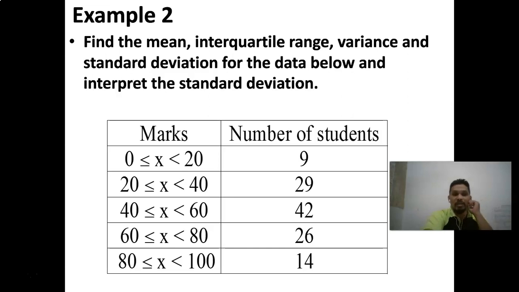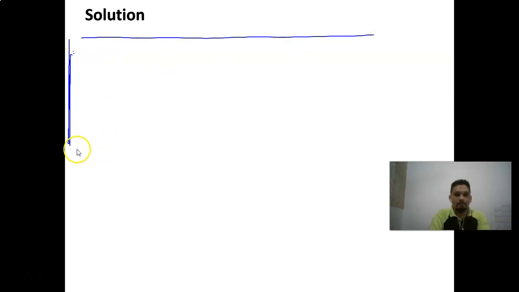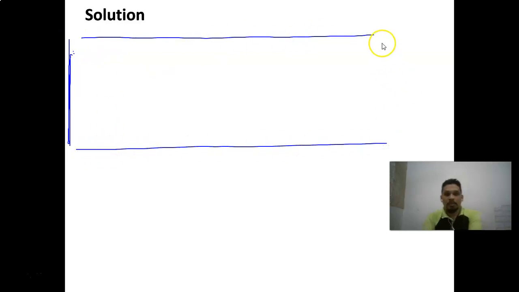Now, find the mean, interquartile range, variance, and standard deviation for the data below and interpret the standard deviation. Okay, now I need to sketch all.